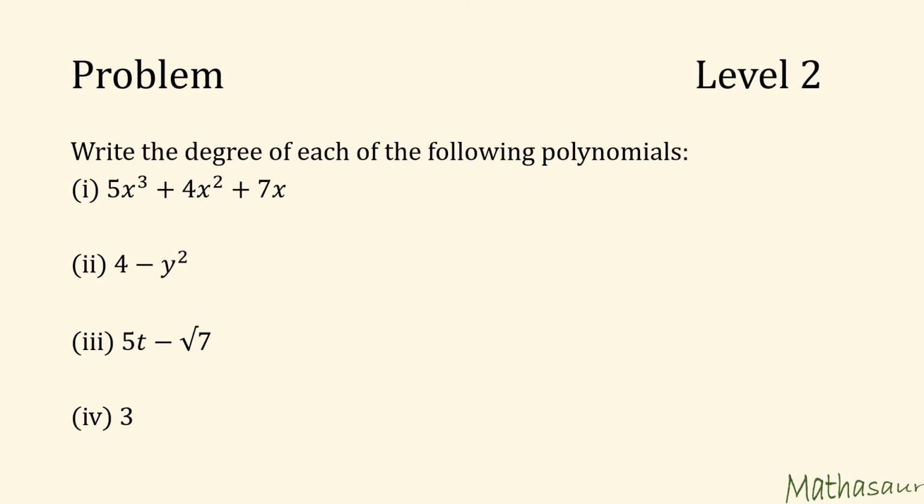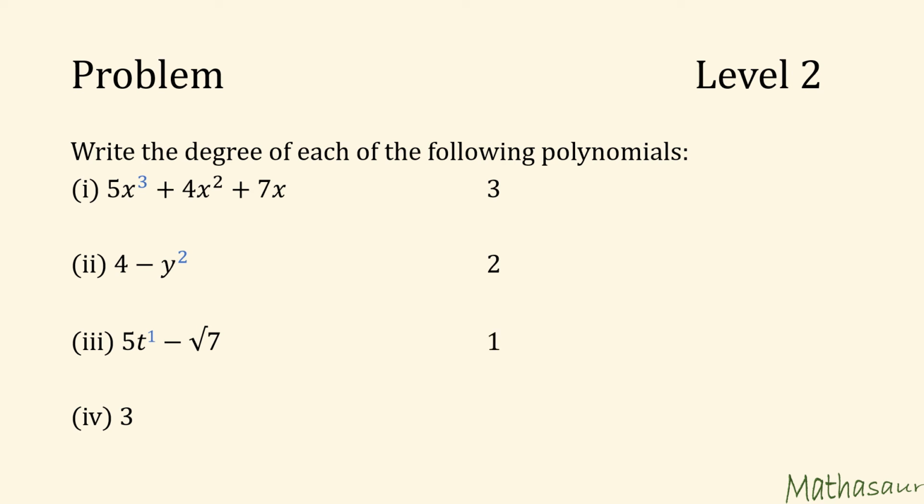Let us look at another problem. Write the degree of each of the following polynomials. Let us look at the first one. The highest power of x is 3 here. Let us look at the second polynomial. Now this polynomial has the variable y. So let us try to identify the highest degree of y. It is 2. In the third polynomial, we have the variable t. Can you identify the power of t? Yes, it would be 1. So the degree of the polynomial would be 1.